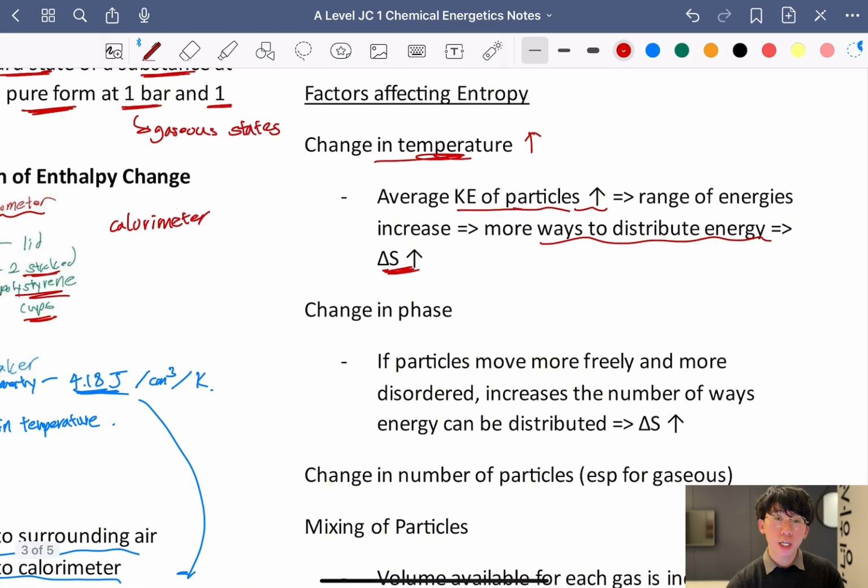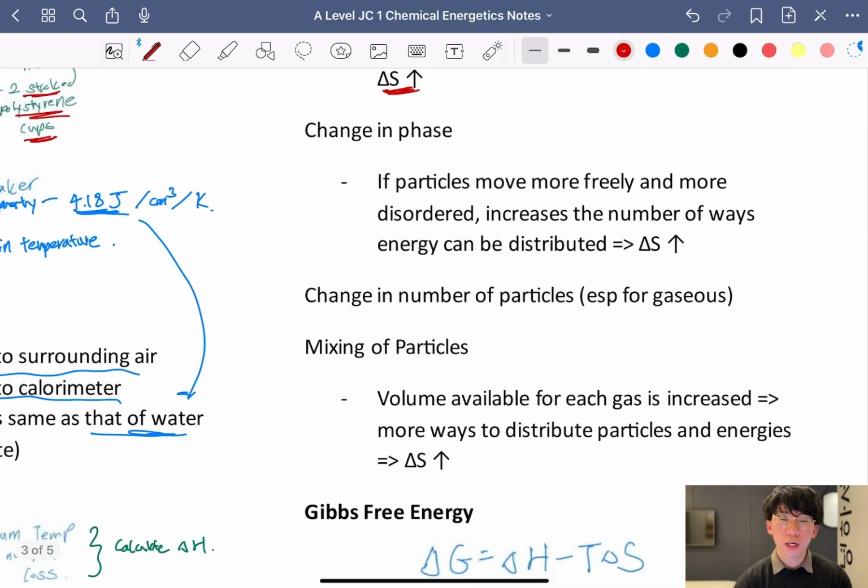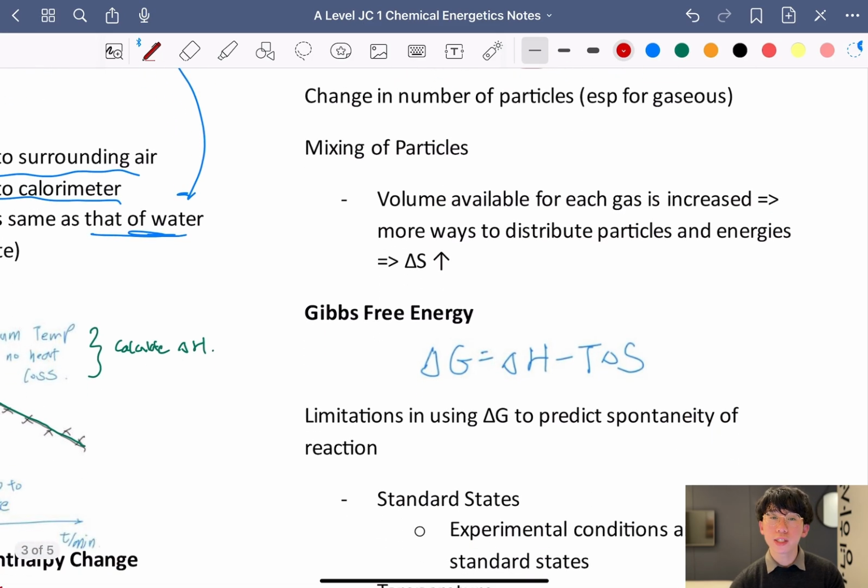Next is when there's a change in phase. So in general, if my particles move more freely, for example, if I go from a solid to a liquid, the particles get more disordered, more chaotic. This equals more ways to distribute energy, and therefore delta S increases. And you can also increase entropy through the mixing of particles. So if I mix it, the volume of each gas is increased, and therefore more ways to distribute the particles and energies.